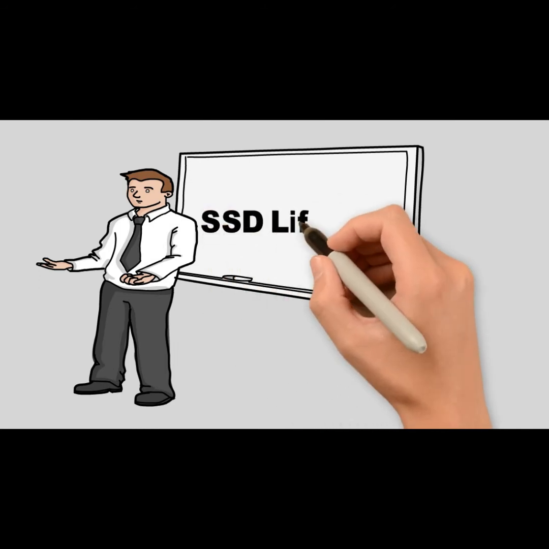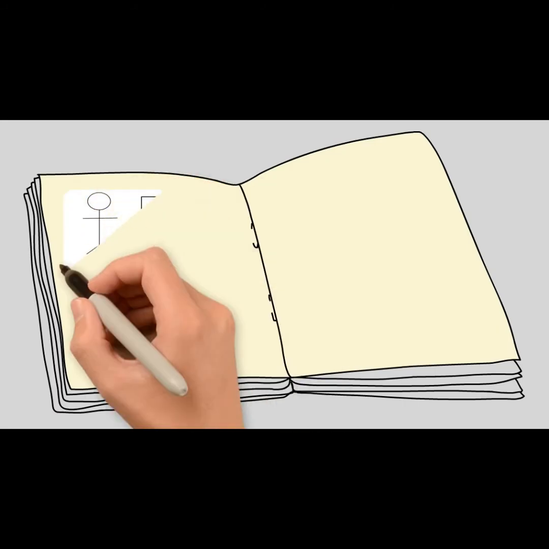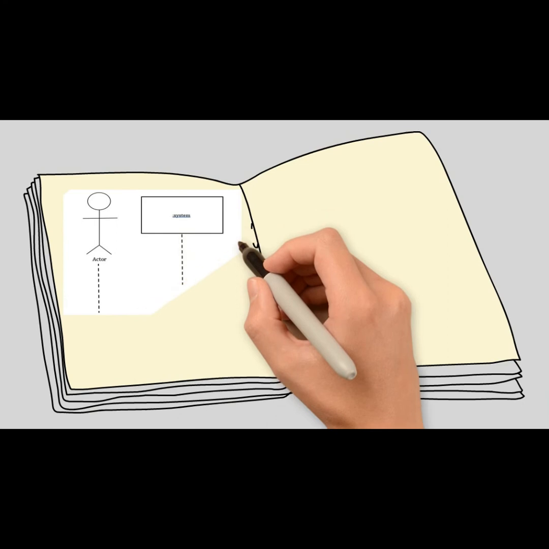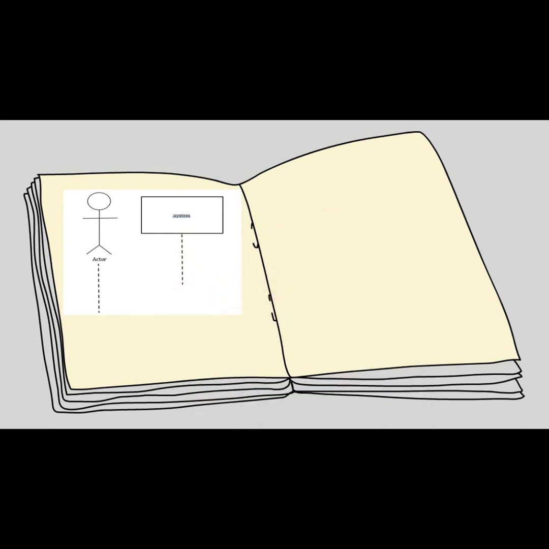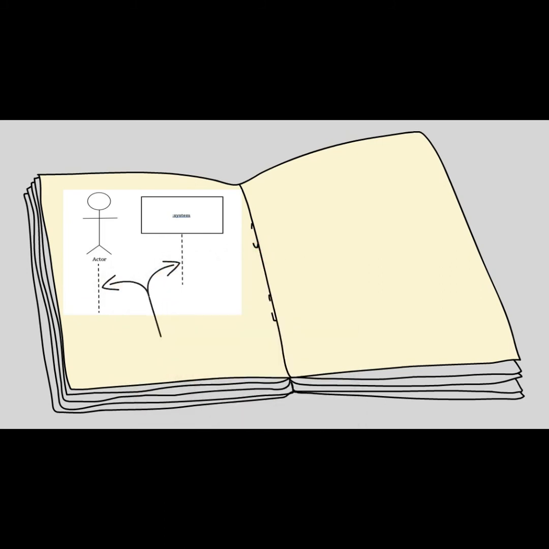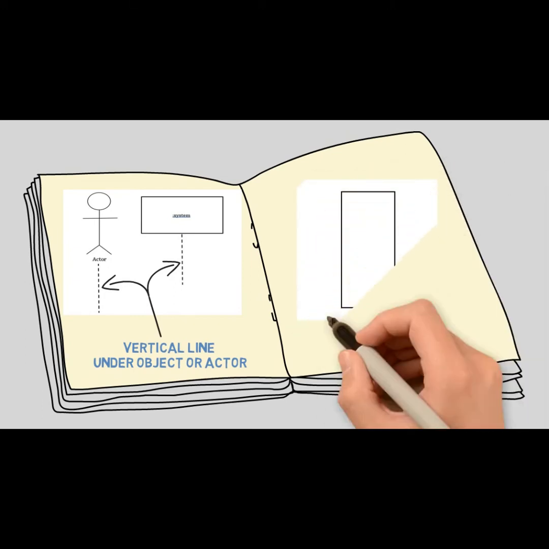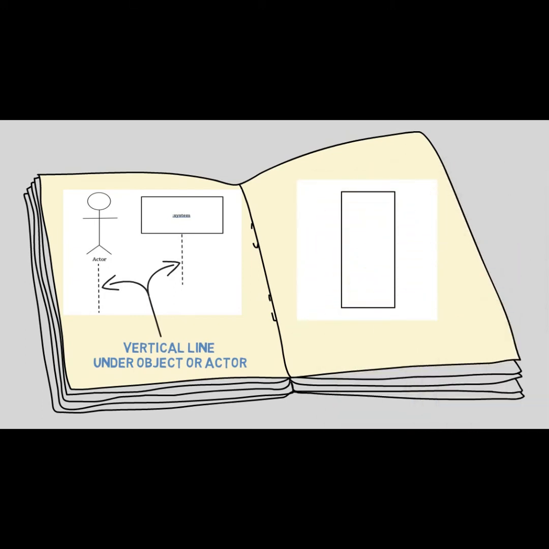SSD lifelines. A vertical line under an object or actor shows the passage of time. If the vertical line is dashed, the creation and destruction of the thing is not important for the scenario. Long, narrow rectangles are activation lifelines, which emphasize that the object is active during part of the scenario.